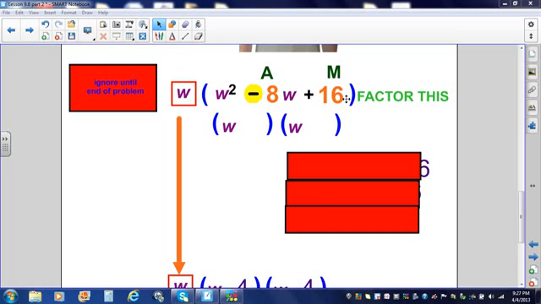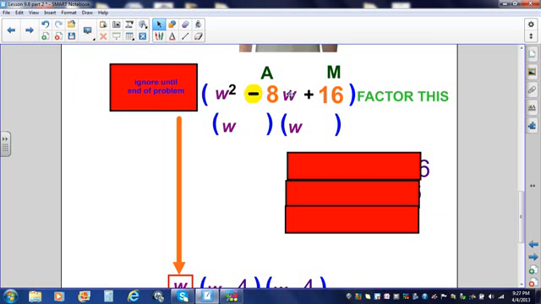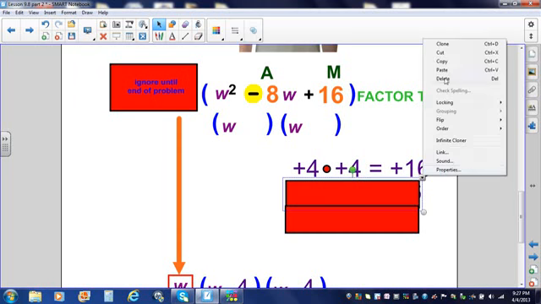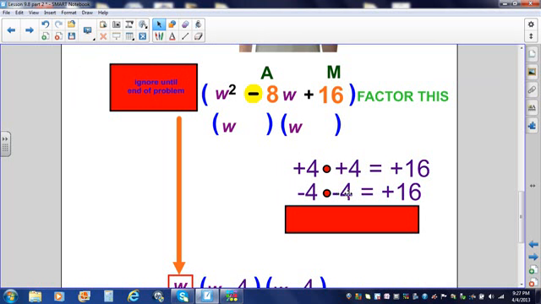So this is our problem now. We're going to ignore the W that's on the outside of the parentheses until the end of the problem. So let's try to factor what's inside the parentheses. To make W squared, that would be a W times a W. I'm going to think of all the numbers that I can multiply to get 16, that when I add them, it gives me negative 8. I can do positive 4 times positive 4, that gives me 16. I also could do negative 4 times negative 4, that gives me positive 16. But I need 2 of these to add up to a negative 8.